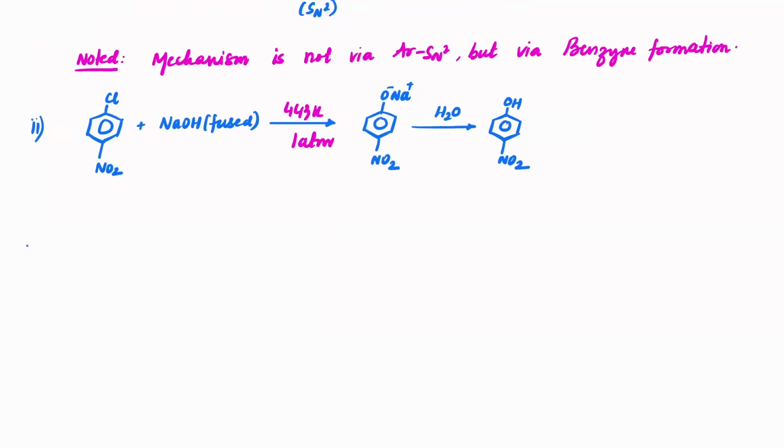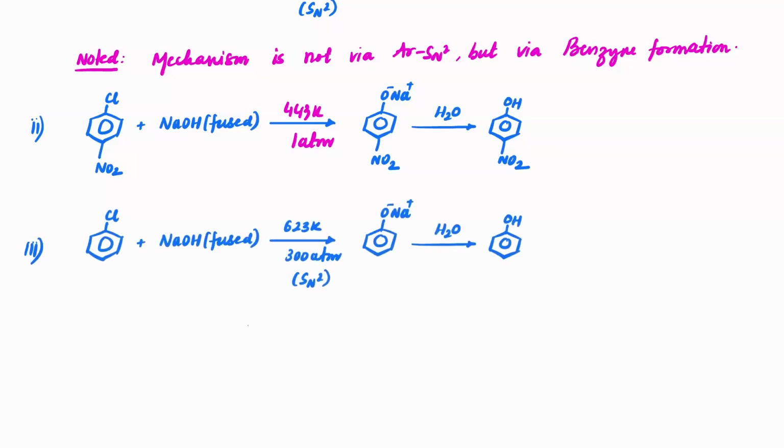Third case, in case you have two NO2 groups, one at ortho position, one at para position, NO2 here and NO2 here. Again, the reaction conditions become even milder. That means it's not too aggressive. It will become 368 kelvins, correct? And no pressure, just normal pressure. And then we have H2O plus being done. So we'll get NO2 and NO2 here, like this.